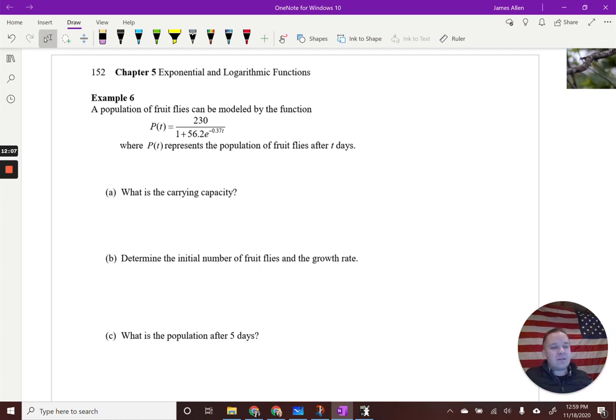Fruit flies could happen to anybody. All right. Fruit flies increase so fast. So the population of fruit flies can be modeled by that function. Now, you'll see, oh, I got one fruit fly. And then all of a sudden, a day later, it's like, why are there so many fruit flies? Here's why. So we got this function here where P of T represents the population of fruit flies after T days. What is the carrying capacity? Again, these are problems that we might ask just on the SAT. No math really involved. It's just asking if you understand what's going on with this particular function.